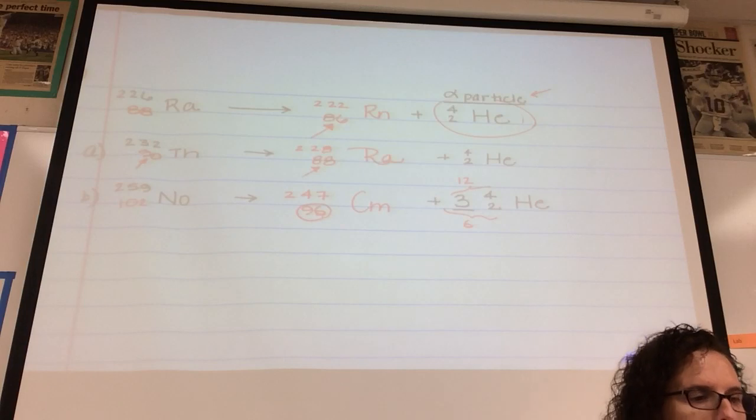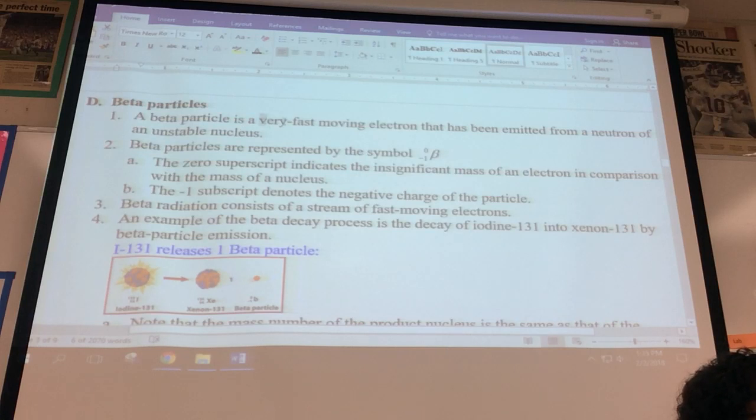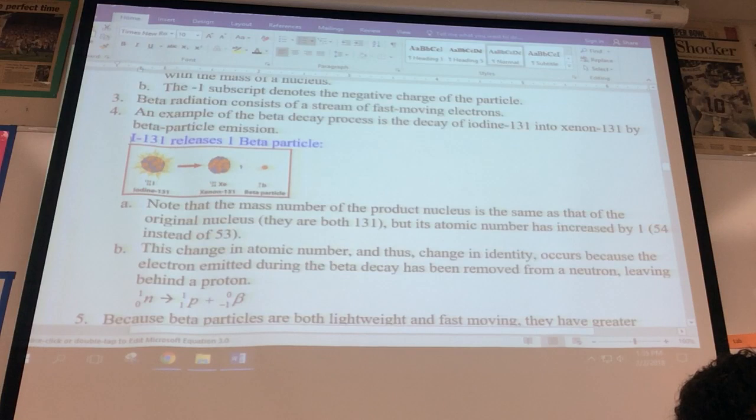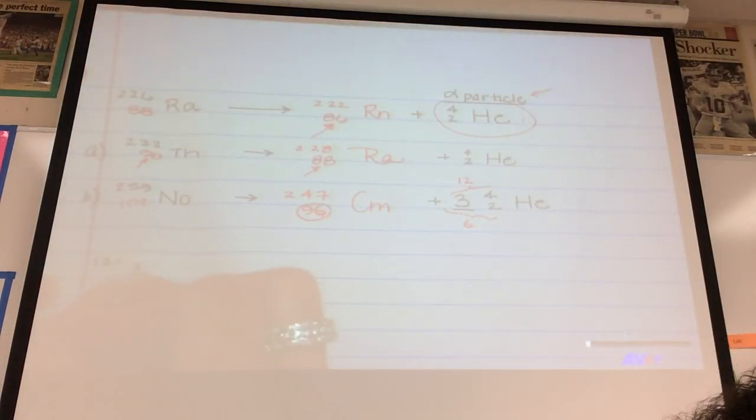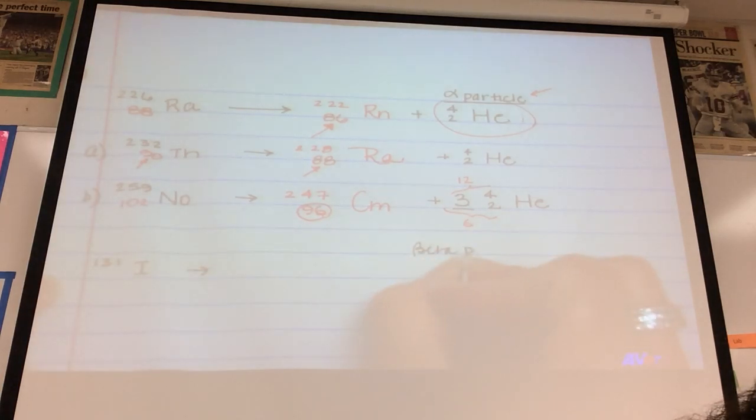Alrighty. Another type of particle is a beta particle. And a beta particle, as we said, is a very fast emitting electron. It is emitted from a neutron of an unstable nucleus. A beta particle has this designation. It has insignificant mass, hence 0, and a 1 minus charge. Let's take a look at the example. It says I-131 releases 1 beta particle. Process is grossly similar. This is going to be my beta particle.